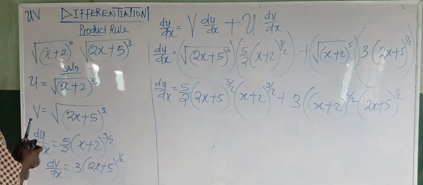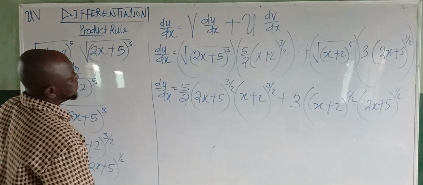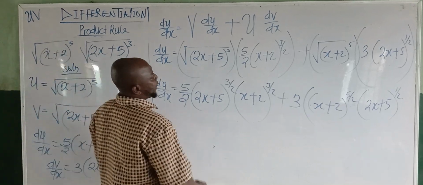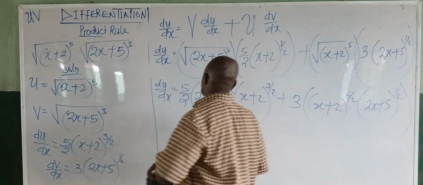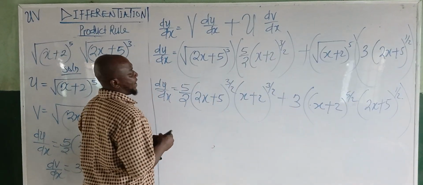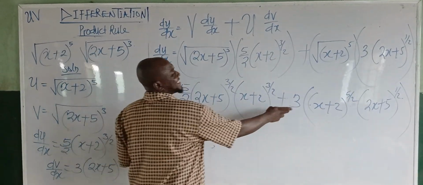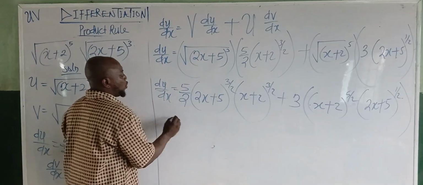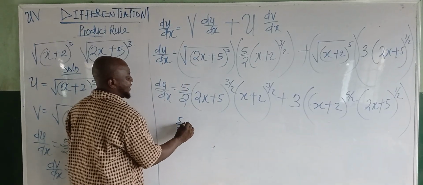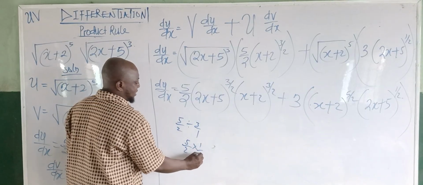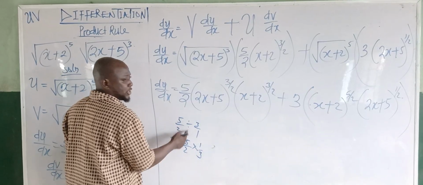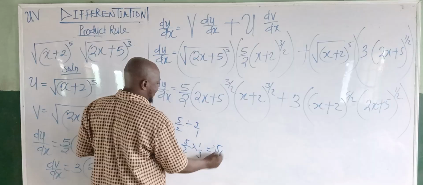Now, what do we know going further? We can see that some things are common. First, 5/2 and 3. What do we know is common? If you divide this one like this, we're going to have 5/2 times 1/3. You are changing this divide to times. So this will give us 5/6.